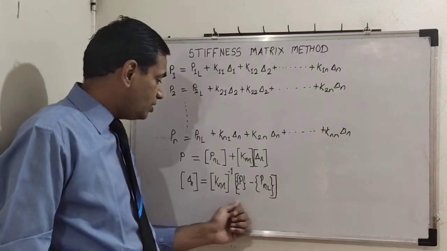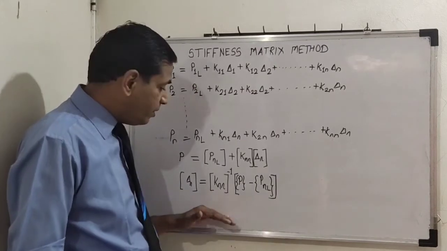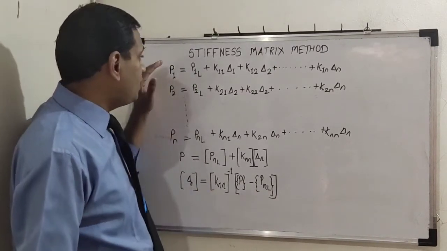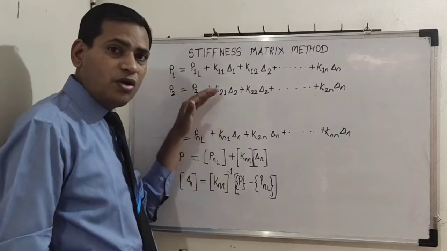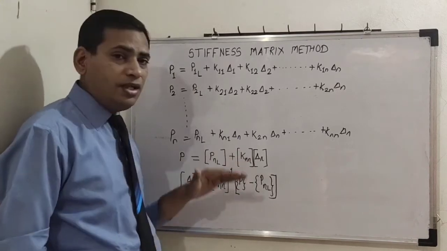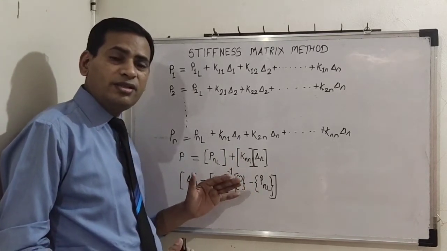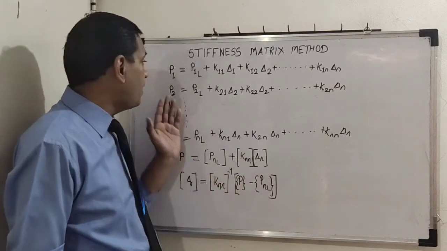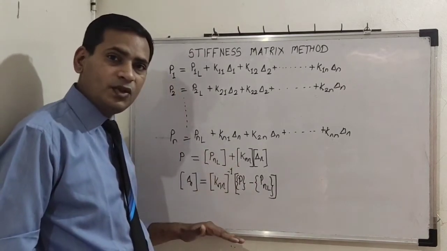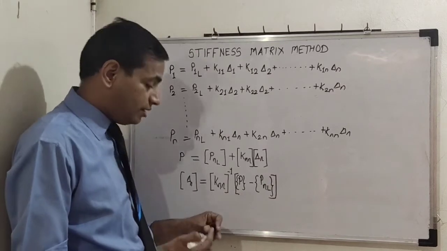So this equation is a superposition of equilibrium equation and compatibility condition. Okay, so these equations are framed or formed using equilibrium equation and compatibility condition. Both the things are superimposed together, and final matrix equation is framed like this. Okay, so this is the concept of stiffness matrix.